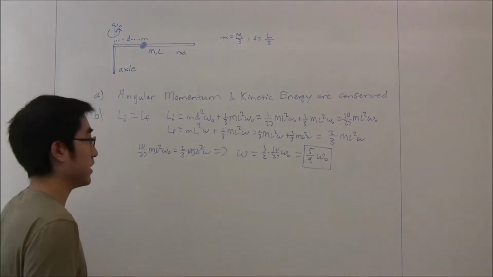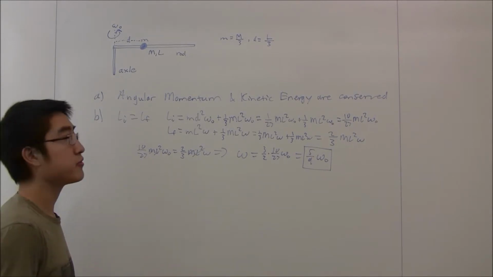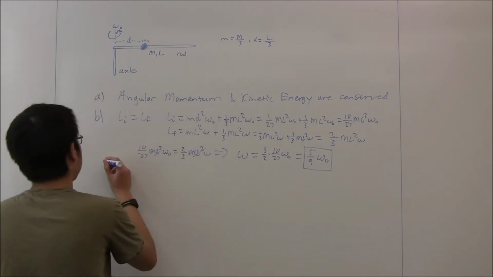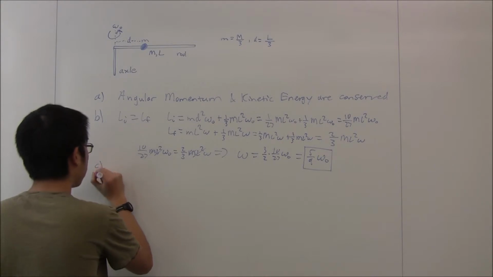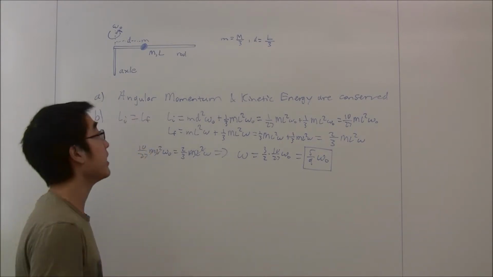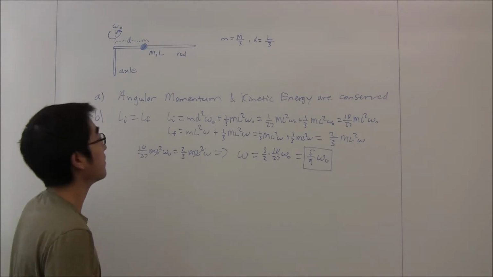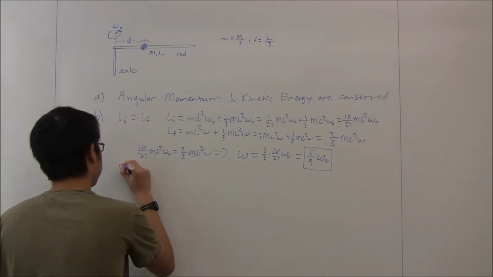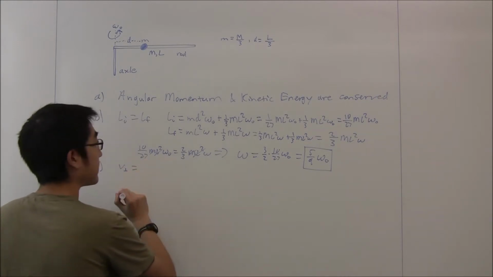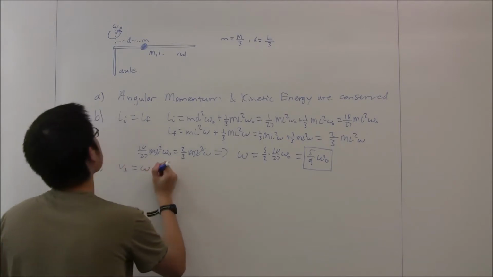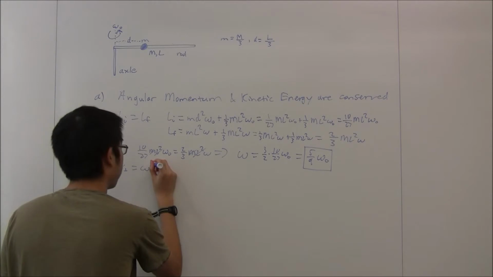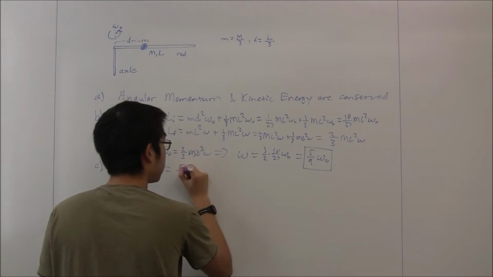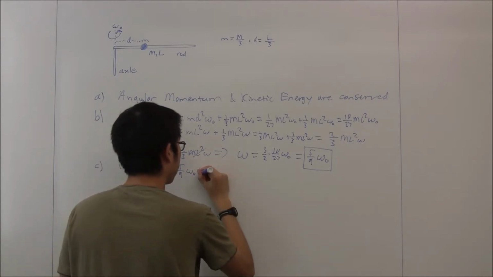So that's the angular velocity of the bead rod system when the bead is at the end of the rod, which means it's also the angular velocity of the bead when it reaches the end of the rod. Now, part C of the problem, we're asked to find the tangential velocity of the bead when it reaches the end of the rod. So we know its angular velocity, omega. So its tangential velocity is just going to be given by omega times its distance from the axle, which is going to be big L when it's at the end of the rod. So our answer for part C is going to be 5/9 omega naught times big L.